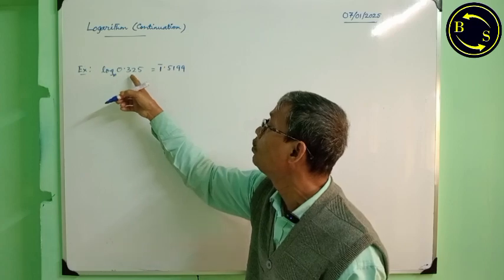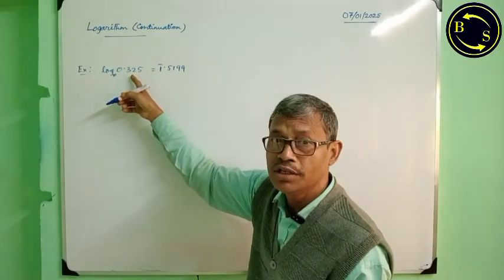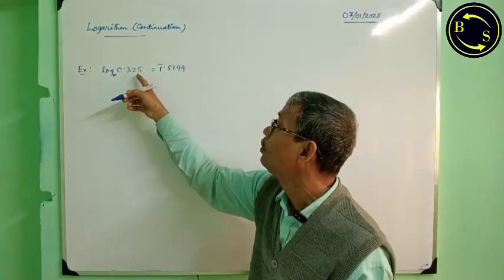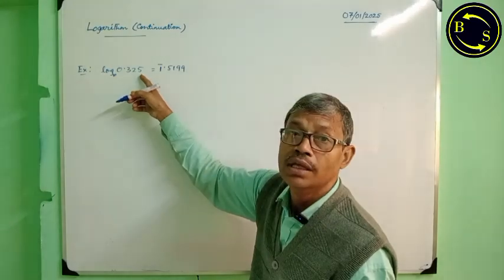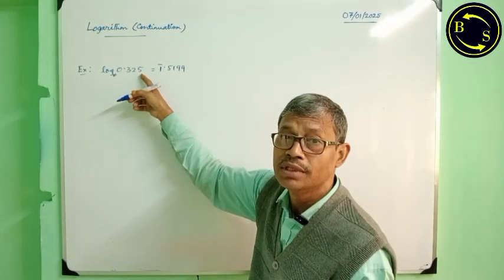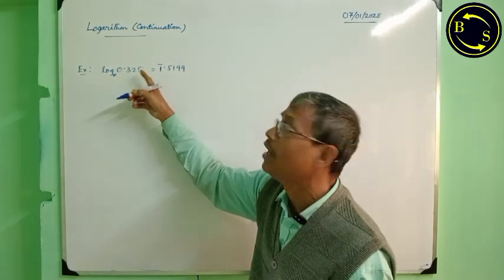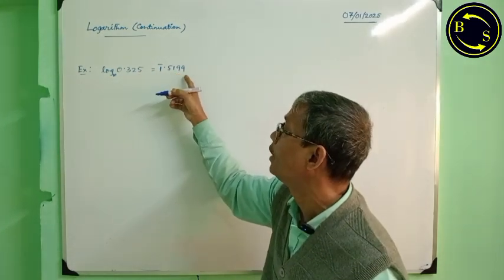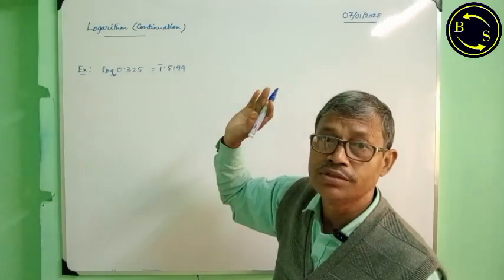First we go to that row headed by 32 and follow that row and the number below the digit 5, the column having 5 at the top, and we find there is 5199. Therefore log of this one is equal to this.